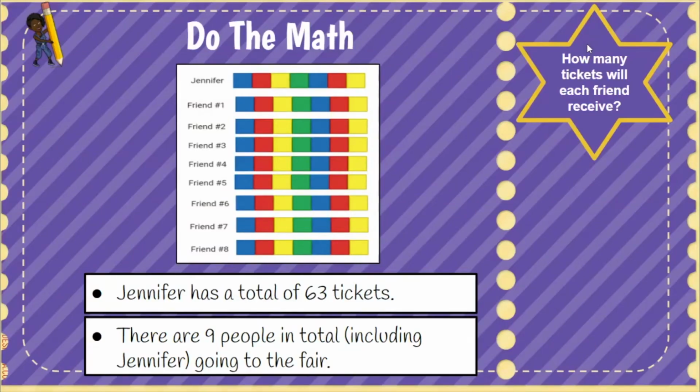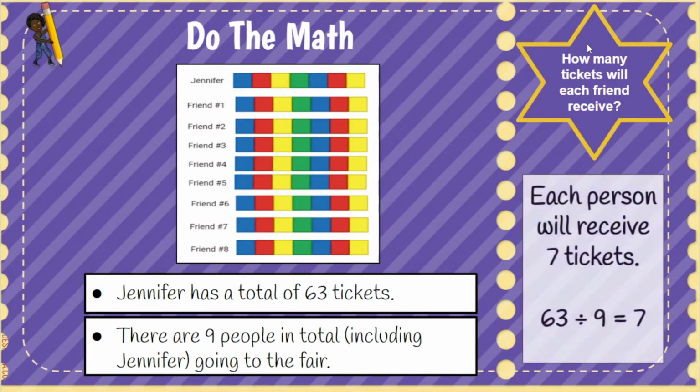Our model shows that each person, including Jennifer, will receive 7 tickets. That equation is represented as 63, the total amount of tickets, divided by 9, the total number of people, including Jennifer, equals 7, the total amount of tickets each person will receive.